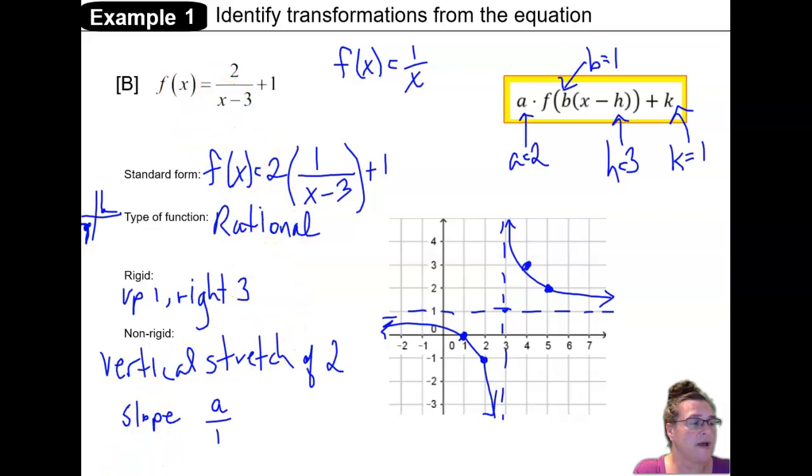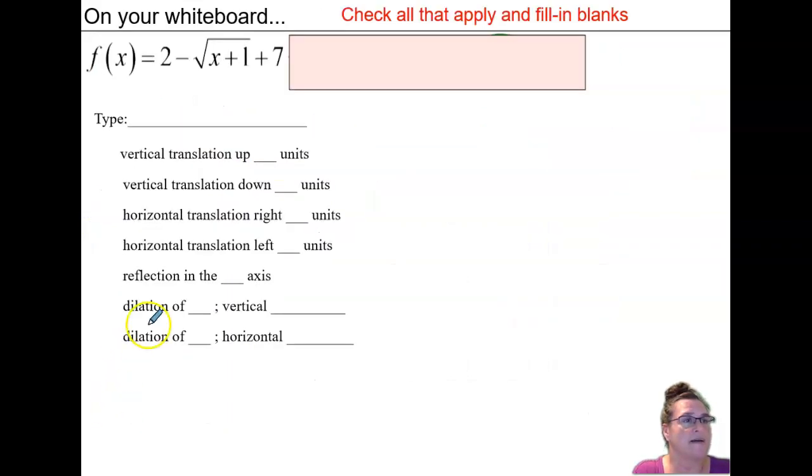Okay, so go ahead and try this one on your own. You're going to take this and put it first in standard form so that you can recognize where your transformations are. Tell me what type of function it is, what transformations it has, and then go ahead and make a sketch of the graph, and pause the video and then come back when you're ready to check your answer.